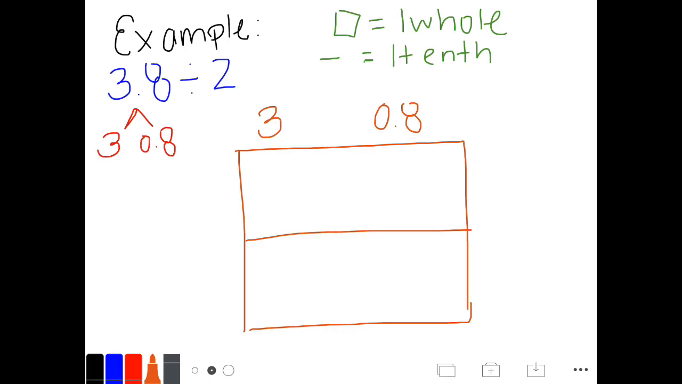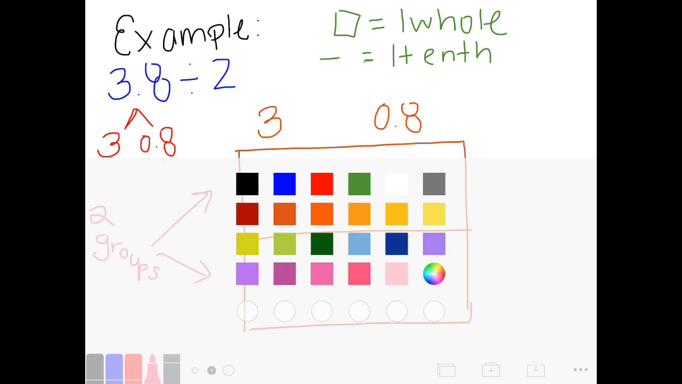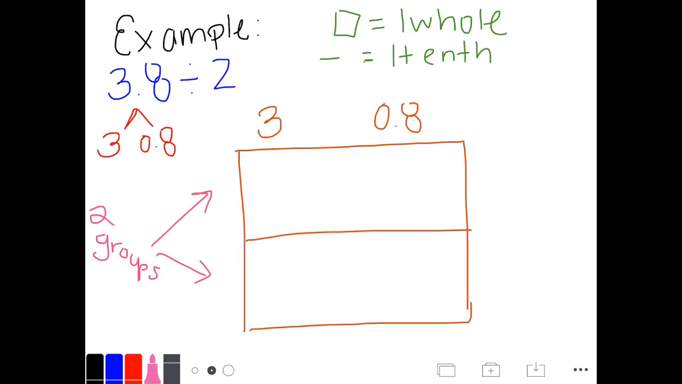There you go, and I'm going to even show you that it is going to be 2 groups. You can see that I have my 3 wholes and my 8/10 on top. I'm going to divide up those 3 wholes and 8/10 into 2 separate groups each. When I'm dividing this up, we know that 3 divided by 2 is not going to work right away.